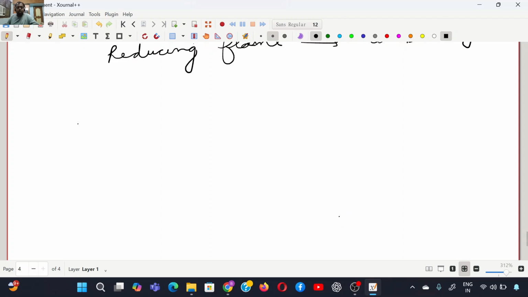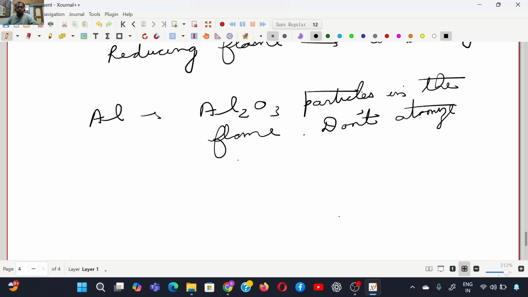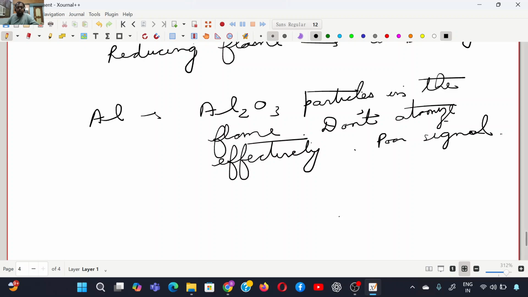There are some exceptions like aluminium. It forms Al2O3 particles in the form of globules in the flame. These Al2O3 particles don't atomize effectively, and as you know, atomization is very important to measure the signal. So for aluminium, the signal is very weak. It's a drawback.